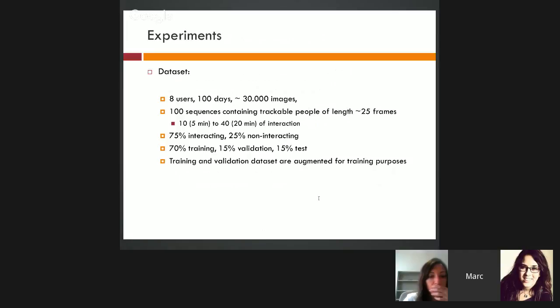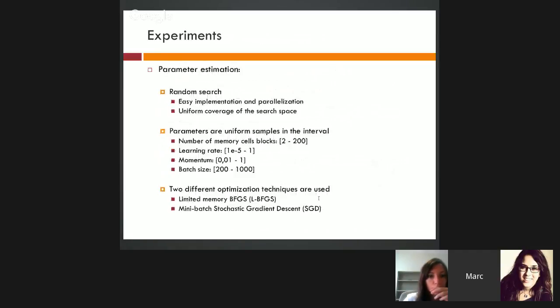And then later we divided this dataset into 70% training, 15% validation, and 15% test set. Later on, to train our model, we just augmented the training and validation dataset, and we just tested on the test dataset finally.